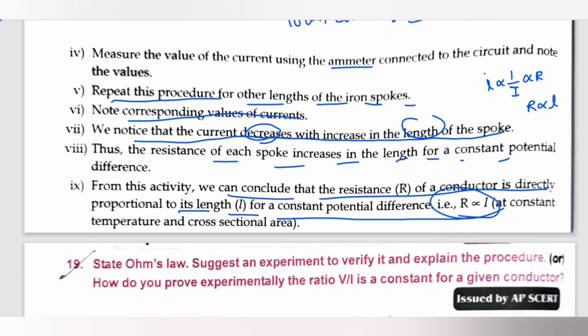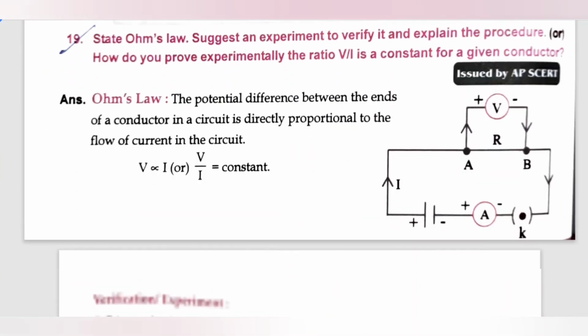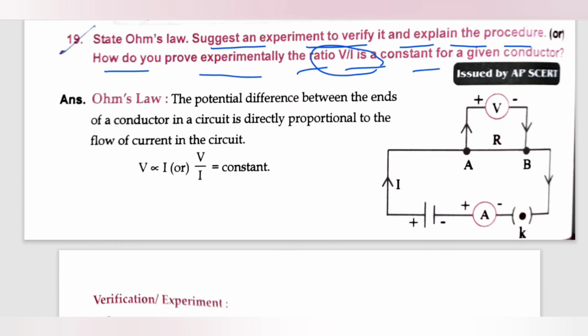And coming to the next activity: state Ohm's law and suggest an experiment to verify it and explain the procedure. How do you prove experimentally that the ratio V by I is a constant for a given conductor? According to Ohm's law, the potential difference between the ends of the conductor in a circuit is directly proportional to the flow of current in the circuit. So as we increase the potential difference, the current also increases. That is what is stated by Ohm's law.